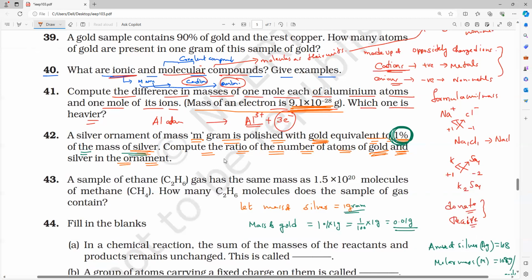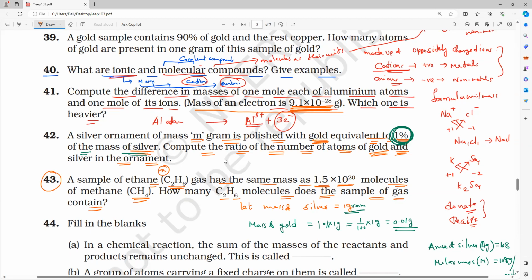So next one, question 43. A sample of ethane, note, learn the formula first, ethane, everybody. Ethane has the same mass as 1.5 into 10 power 20 molecules of methane. Understand, everybody? So I have given some X amount of C2H6. Their mass is equal to that of 1.5 into 10 power 20 molecules of methane. So how many C2H6 molecules does the sample of gas contain? It is a mathematics equation, so let us solve this one.